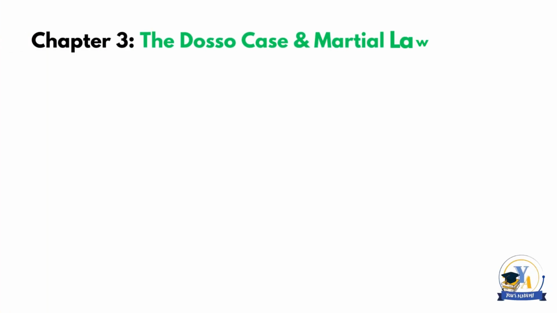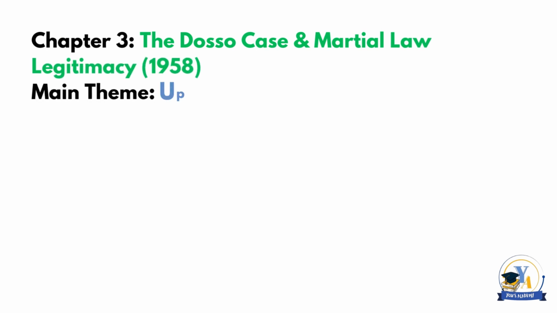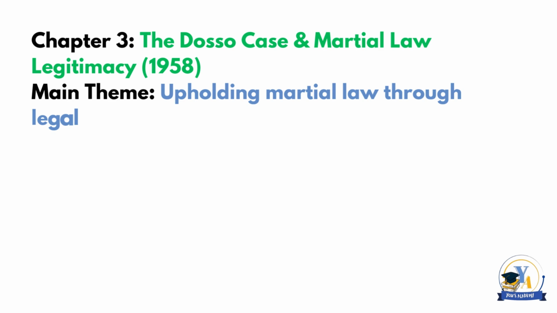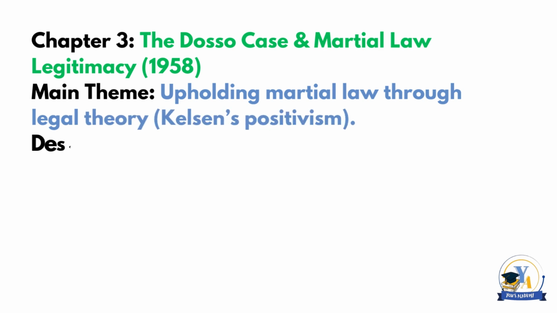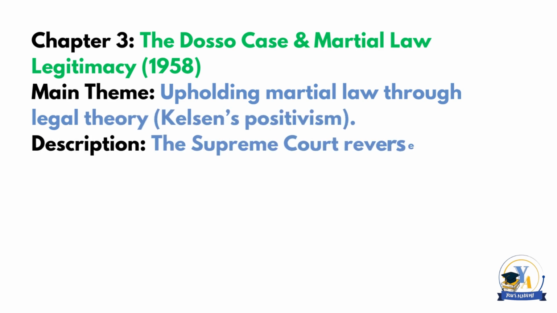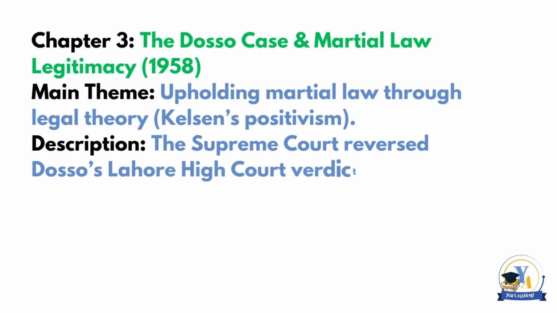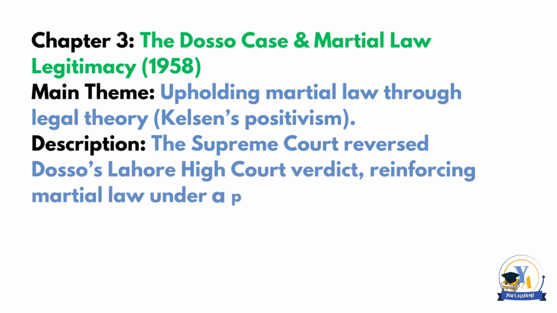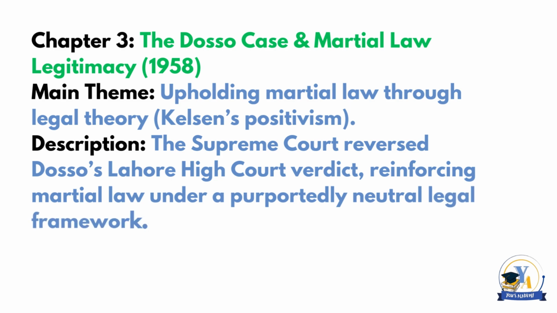Chapter 3: The Dosso Case and Martial Law Legitimacy, 1958. Main theme: upholding martial law through legal theory, Kelsen's positivism. Description: the Supreme Court reversed Dosso's Lahore High Court verdict, reinforcing martial law under a purportedly neutral legal framework.